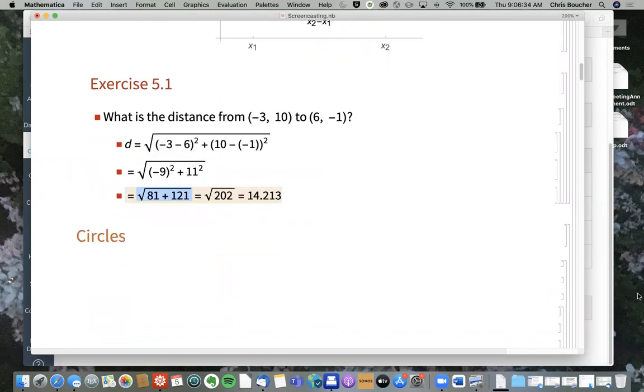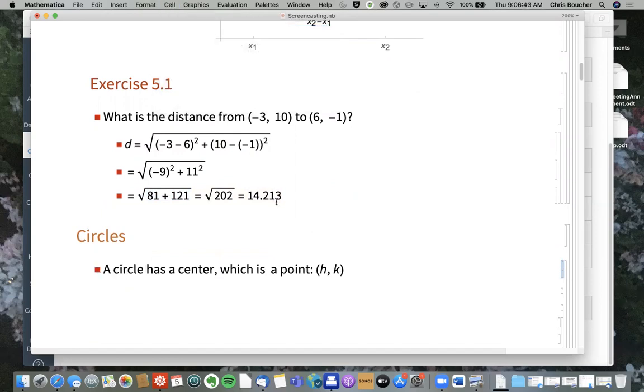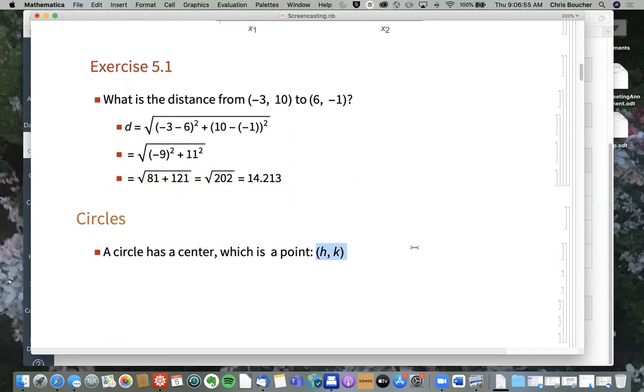Okay, we need distance to make sense of a circle, right? A circle, you all know what a circle is, but precisely, it's a geometric figure that has two key parameters that define it. One is the center of the circle, right? So the center, of course, is the point in the middle, and generically we'll label that point h comma k, right?